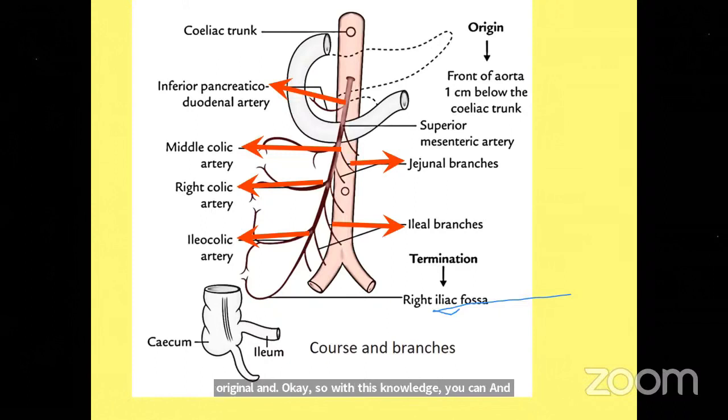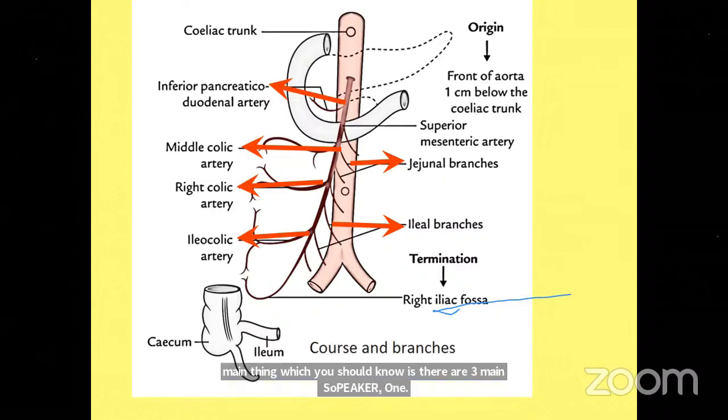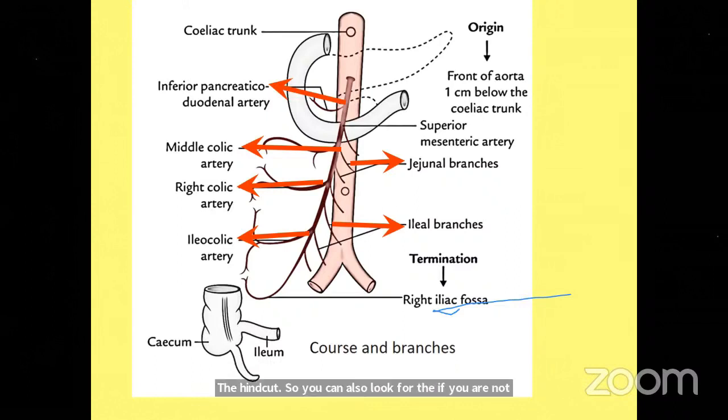The main thing you should know is that there are 3 main arteries: celiac trunk, superior mesenteric artery, and inferior mesenteric artery. The celiac trunk supplies the foregut, the superior mesenteric the midgut, and the inferior mesenteric artery the hindgut. If you are not aware of the branches of these arteries, you can just look for the derivatives, whether the foregut, midgut or hindgut derivatives are given. Okay, so here it is the ileal branches. Hope it is clear for you.